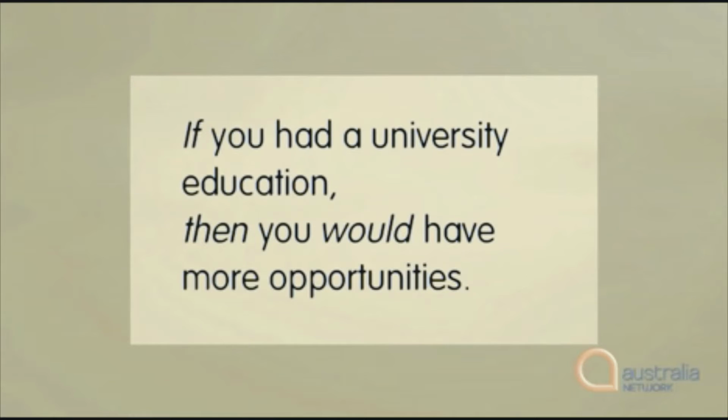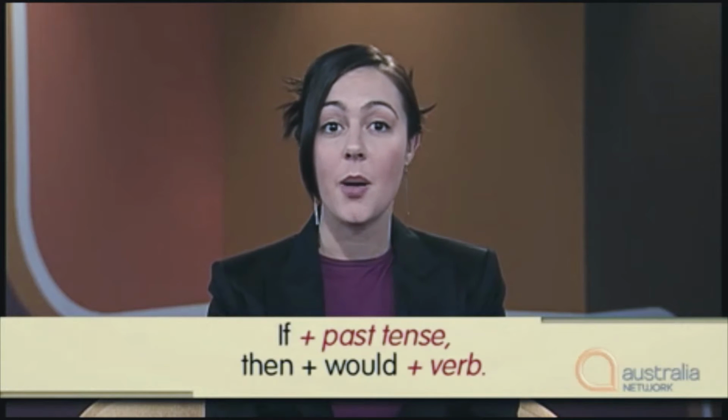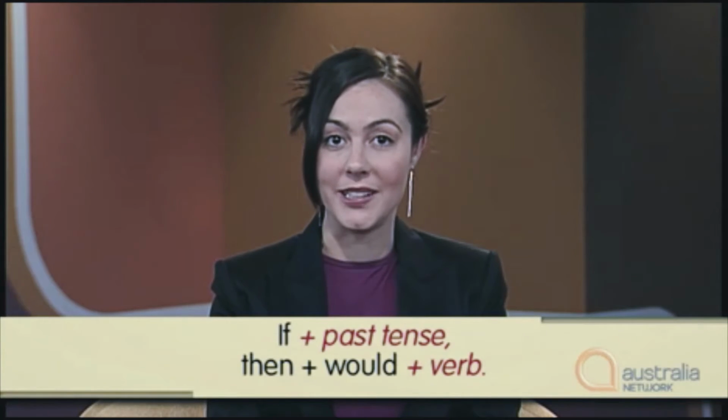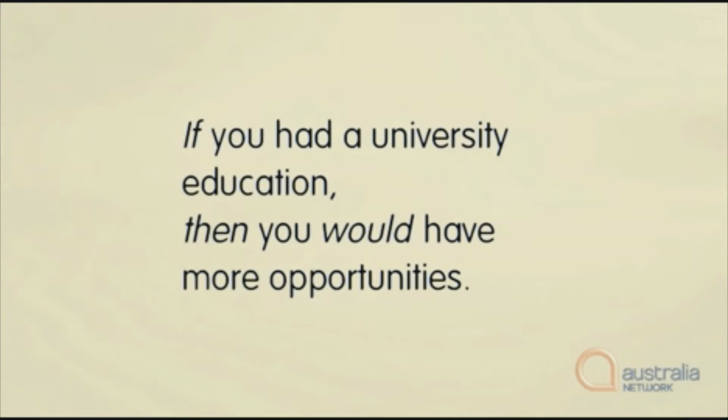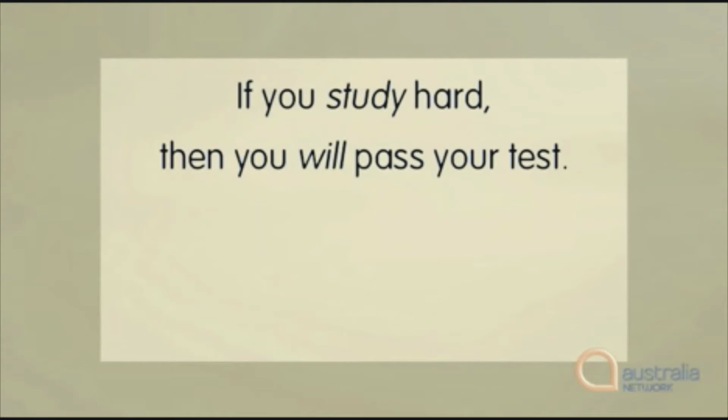If you had a university education, comma, then you would have more opportunities. The pattern here is if, past tense verb, comma, then, would plus the verb. If you had a university education, then you would have more opportunities. We use this pattern when we're talking about the future and about something that may not be as likely to happen.